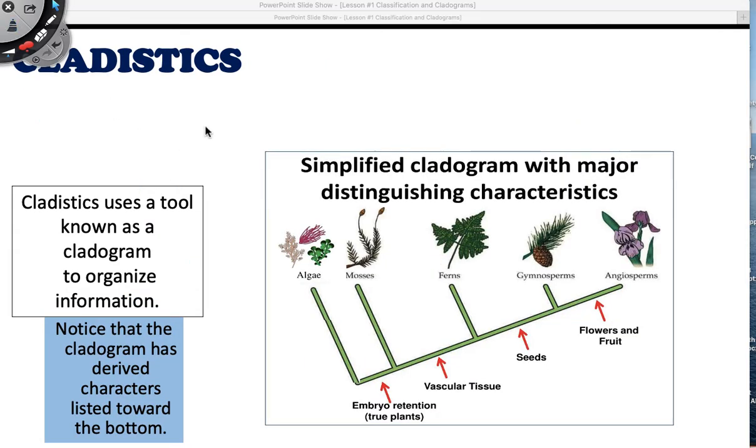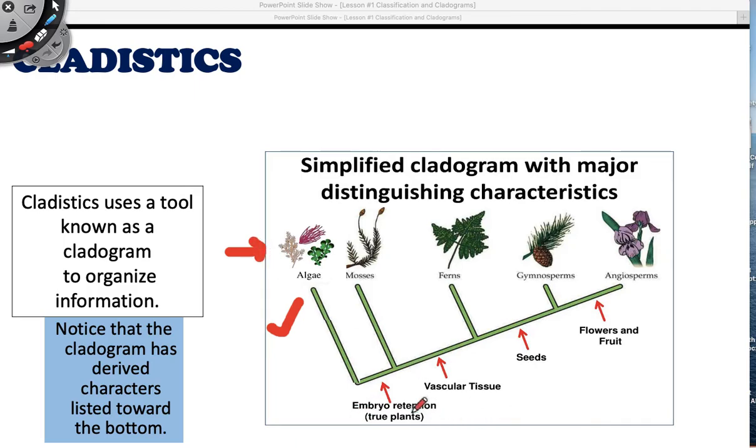So here you see cladistics, which is a tool that you use to classify organisms along their phylogeny. Here you see an example of a cladogram. It is a picture that is used to organize these different species based on certain characteristics that the species might have.